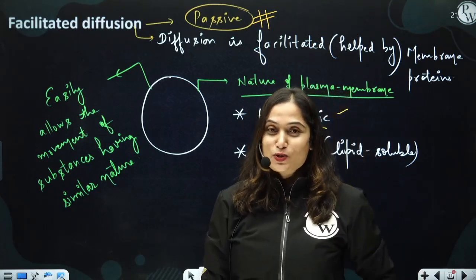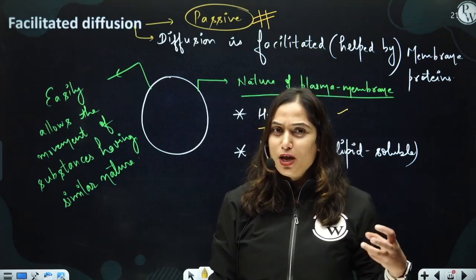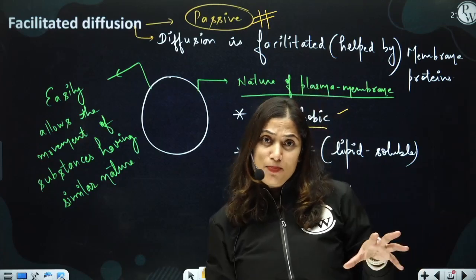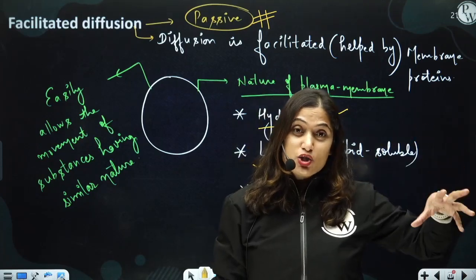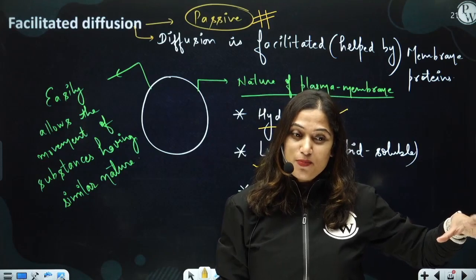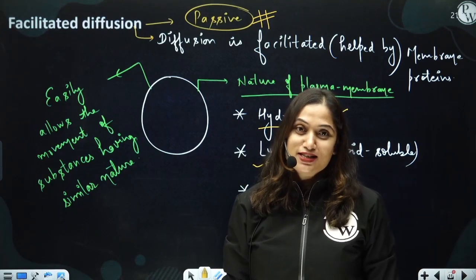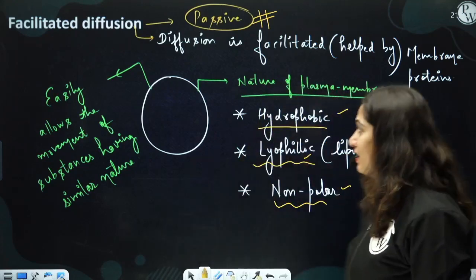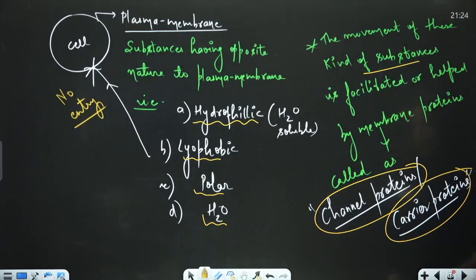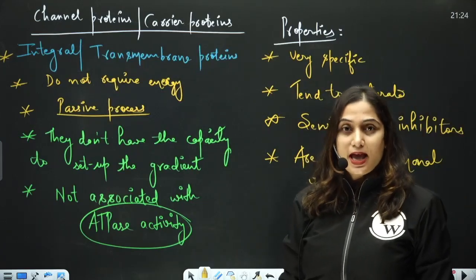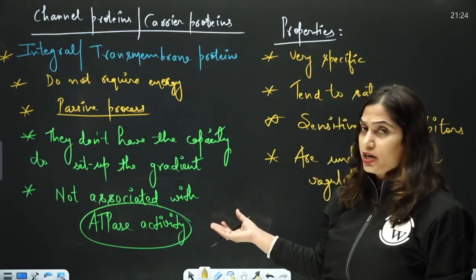Clear? So a special kind of diffusion where the membrane proteins, the channel proteins, the carrier proteins are helping those molecules which have opposite nature to the plasma membrane to cross the membrane. This kind of diffusion is called facilitated diffusion, right? Okay, now let's talk about the channel proteins or the carrier proteins. They are social workers, right?